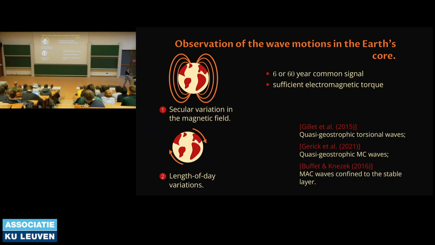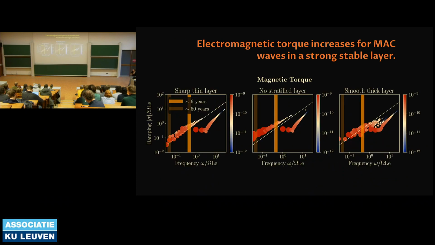And again, this is ongoing work. I see something like this. In the middle, it's basically the same plot as I showed earlier, but I've neglected all the inertial waves. And I see again the two regions of the torsional waves and the MC waves. Then on the left side, I put a very sharp, very thin layer on top of the core, and on the other side, it's a very smooth and very thick layer. And you see in both cases, mostly, that the torsional waves are not really affected by this stratified layer.